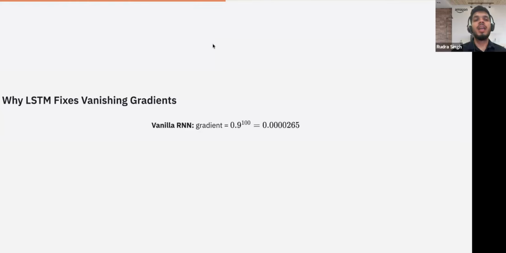For LSTM, the cell state gradient after 100 steps is 0.99 to the power 100, which equals 0.366, still alive and strong enough to learn from. So you'll ask me, what is the difference? Why was RNN 0.9 to the power 100 and why is LSTM 0.99 to the power 100?